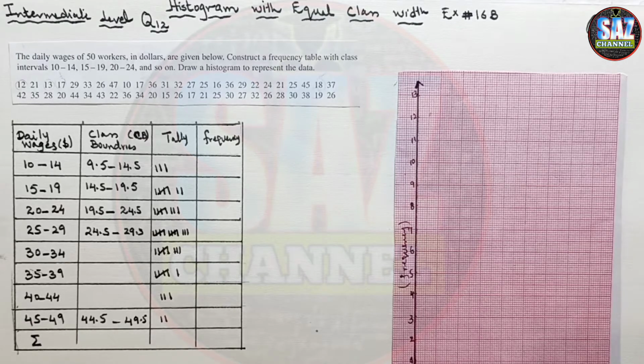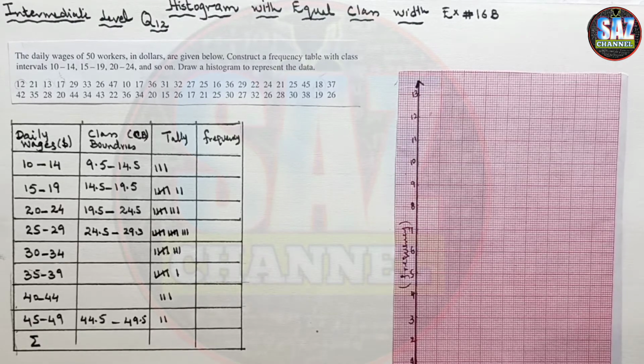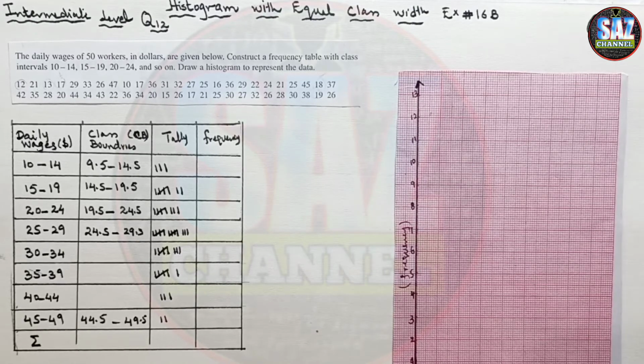This is my 10th lesson of D2, chapter number 16, exercise 16B, that is about the construction of histogram with equal and unequal class width. Students, in this class we'll be discussing question number 12, intermediate level.